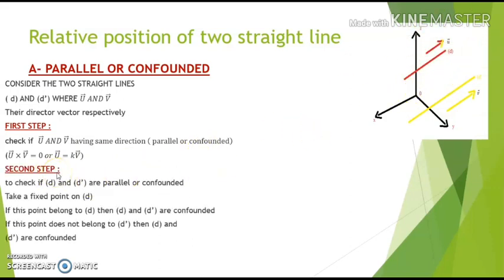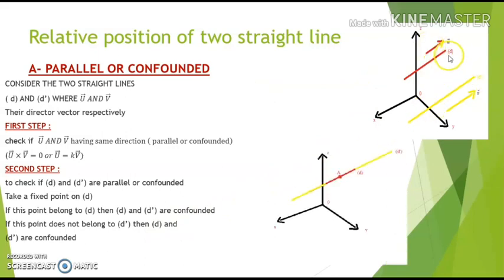Second step, to check if D and D prime are parallel or confounded, we need to take a fixed point on the line D, for example A. If this point A is on D prime, then D and D prime are confounded. But if this point does not belong to D prime, then D and D prime are just parallel.